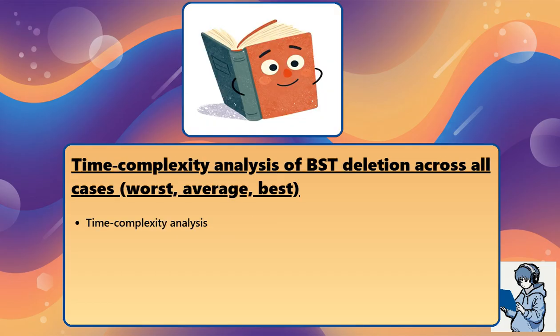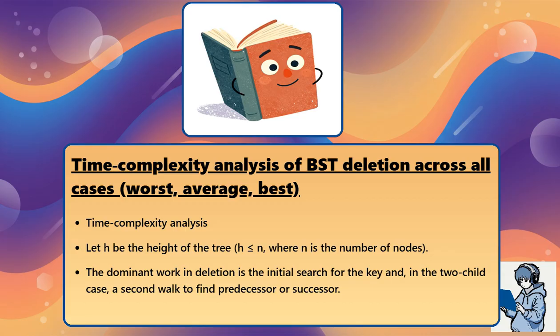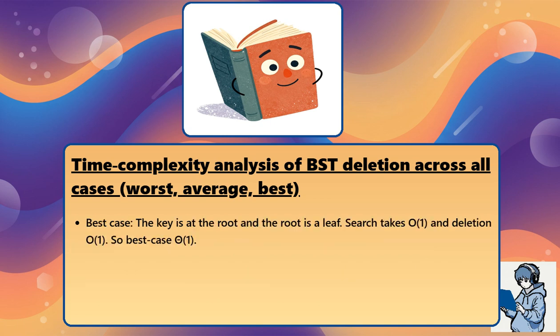Time complexity analysis. Let h be the height of the tree, h less than or equal to n, where n is the number of nodes. The dominant work in deletion is the initial search for the key, and in the two-child case, a second walk to find predecessor or successor. Best case, the key is at the root and the root is a leaf. Search takes O(1) and deletion O(1), so best case Θ(1).